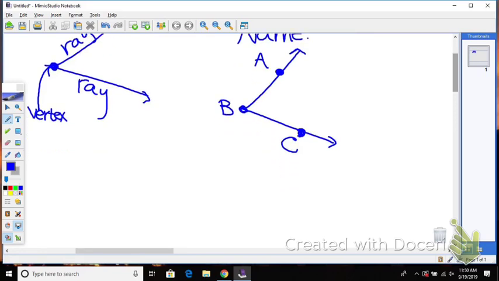Every time you name an angle, you need a symbol in front of the name. And the symbol is just this little angle-looking symbol. So to name an angle, you use an angle symbol. The first name that I can give this angle is angle ABC.